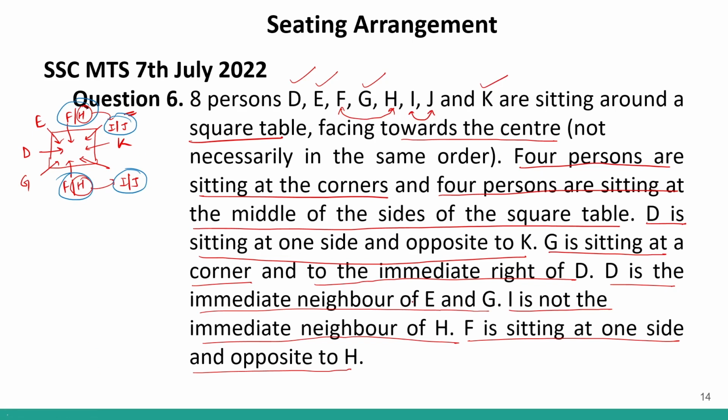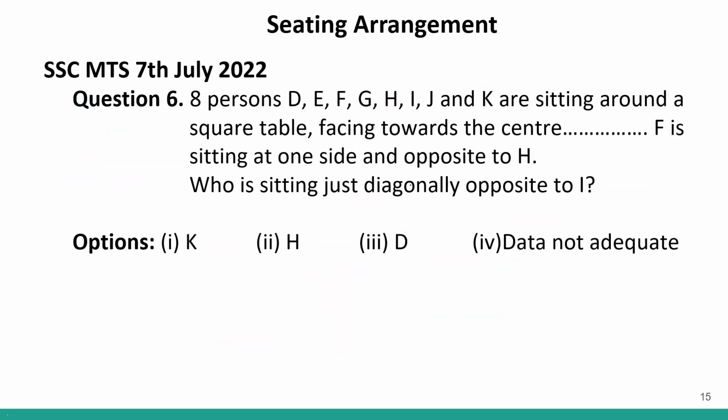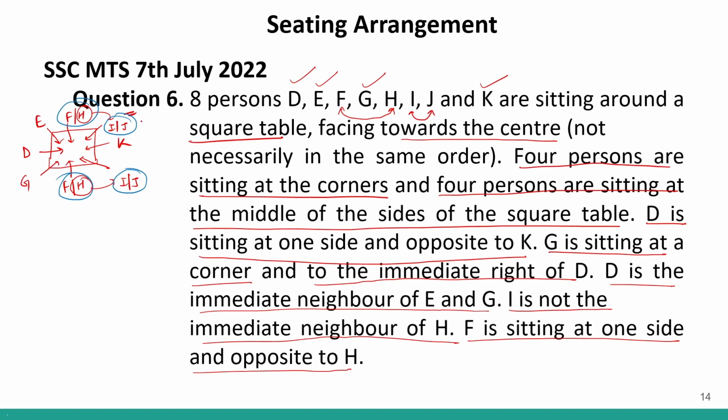Now let us see the question which is given on the next slide. The question asks, who is sitting just diagonally opposite to I? If I look back at the image, we can have I over here also, we can have I over here also. So if I is over here, it will be diagonally opposite to G, and if I is over here, it will be diagonally opposite to E. So we will have 2 answers. It could be either G or E.